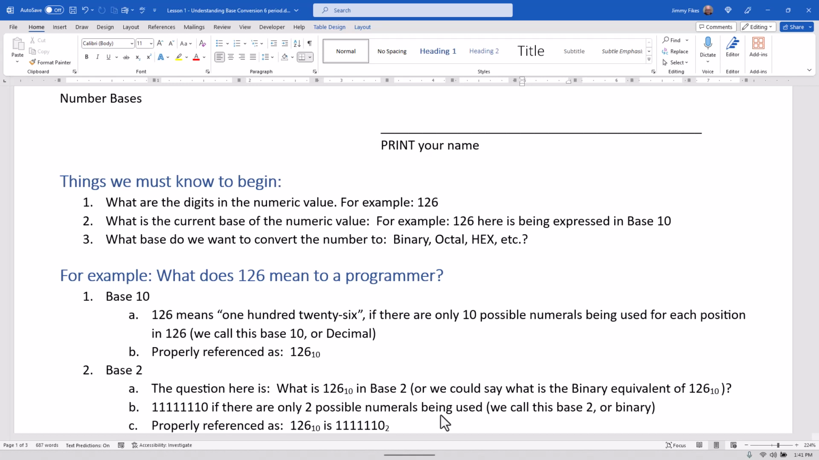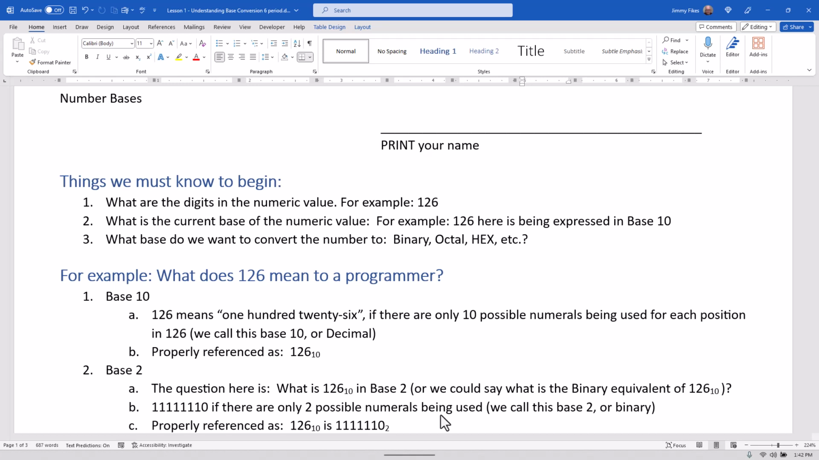Because as you'll see in just a moment, there is no such thing as 126 in base 2. There's no such thing as 126 in base 7. There's no such thing as 126 in base 16. Did I say base 7? Base 8. Anyway, when you see the number, you can't do anything until you find out what base that number is in.